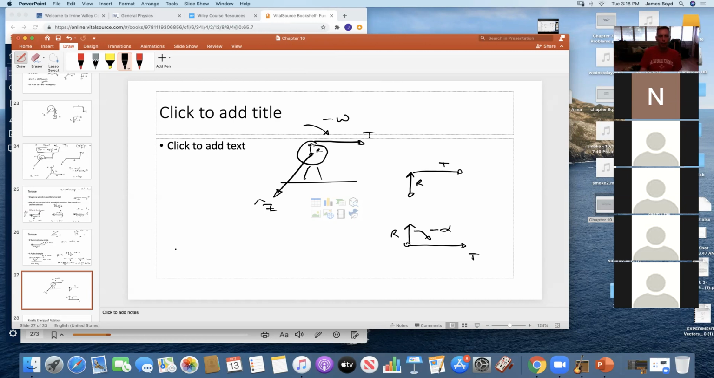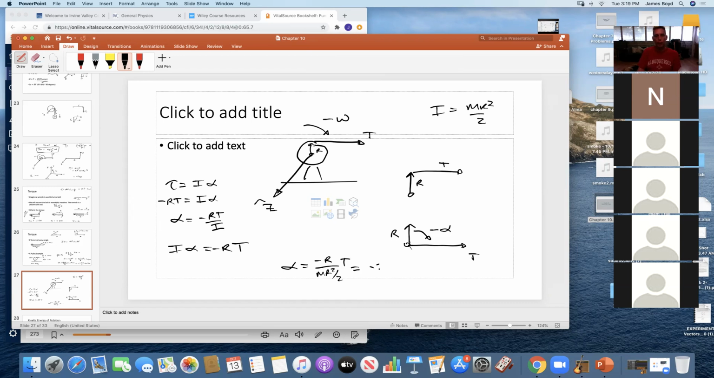All right, so I know that I alpha is equal to RT. But this is going to be negative, okay, from this. So what I really do is I write torque is I alpha, and negative RT is I alpha. Alpha is negative RT over I. Now, what's funny about this is for a disk, I is mr squared over 2. So this becomes negative R over mr squared over 2 times T, which is negative 2T over mr. And that gives us the angular acceleration.